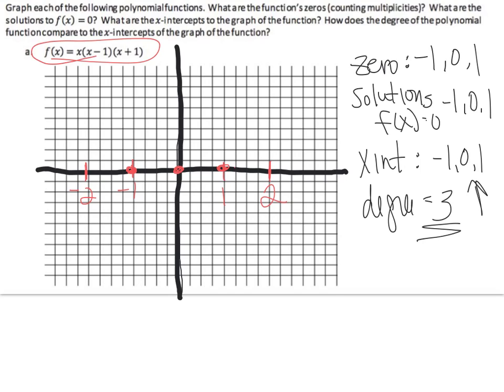Let's try that again. Like that, okay? It's a general shape. We knew that it would cross the x-axis at -1, 0, and 1. So we knew the general shape. A third degree is always going to have a shape like that, but we'll get used to that as time goes on. Let's try the next one.